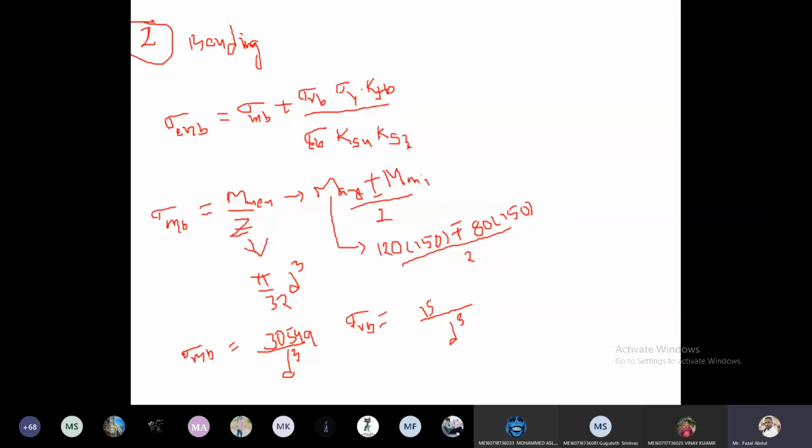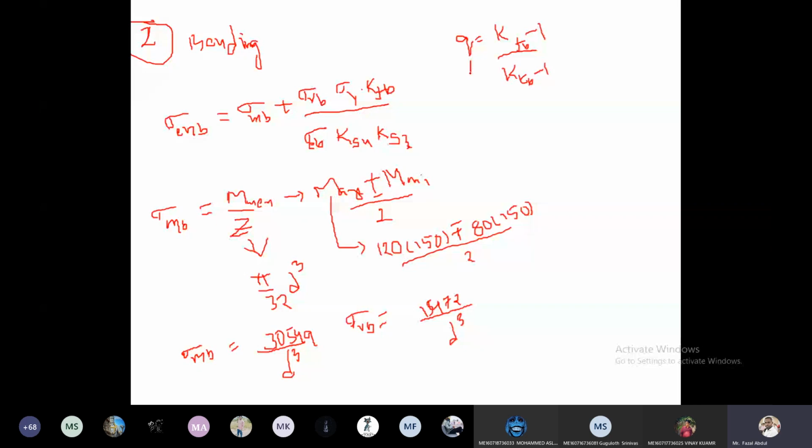Yield is given from the notch sensitivity relation: q = (kf minus 1) by (kt minus 1). Now through this relation, get the answer for the kf for bending. Take the q value, which is given in the question as 0.9.